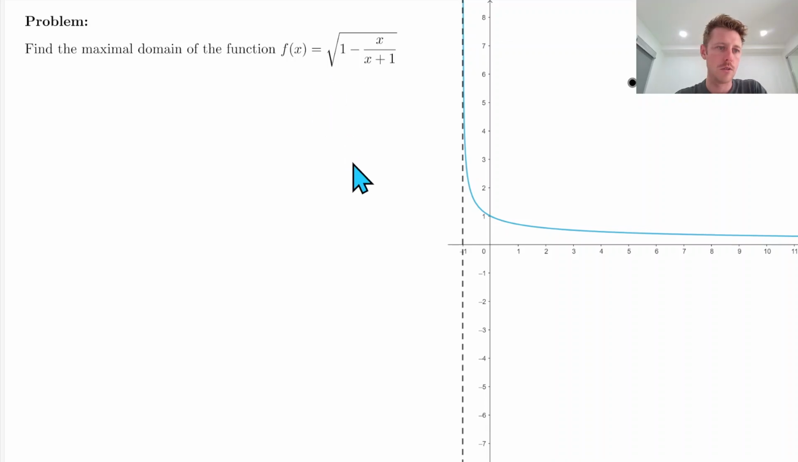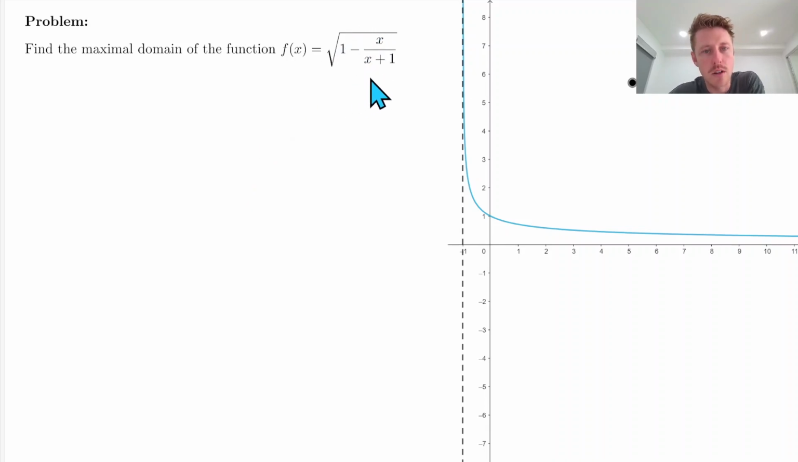All right, I thought this was a good question that stumped me the first time around, so I needed to set the record straight a bit. It says find the maximum domain of the function f of x equals the square root of 1 minus x on x plus 1.